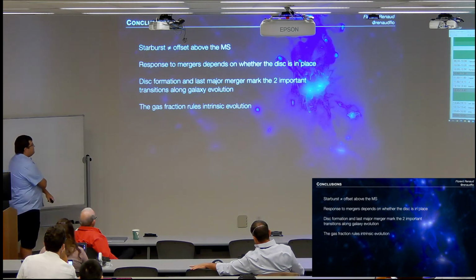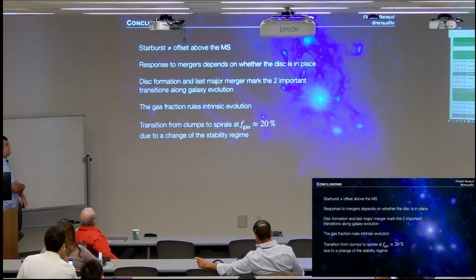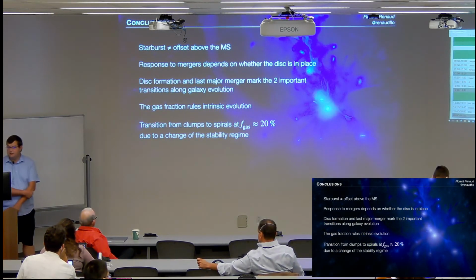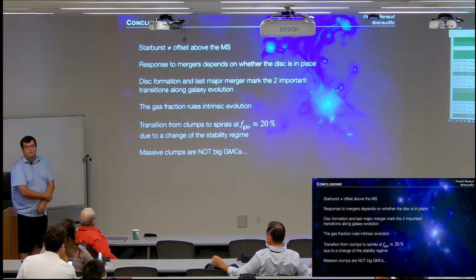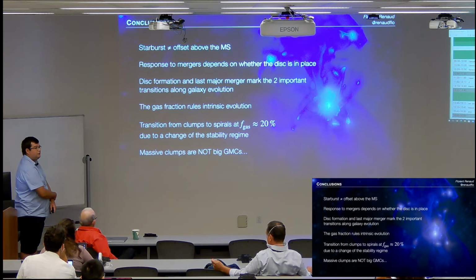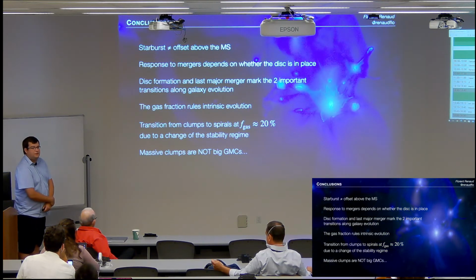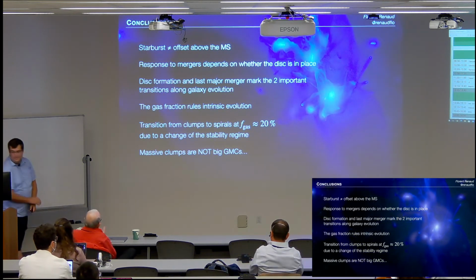The gas fraction rules intrinsic evolution. And the transition from clumps to spirals happens at gas fraction about 20%. And this is due to a change in the stability regime of your disk. And massive clumps are not just big versions of giant molecular clouds in the local universe. If you want to know more about that, you know my conditions, and maybe I will stop the story here for today. Thank you.